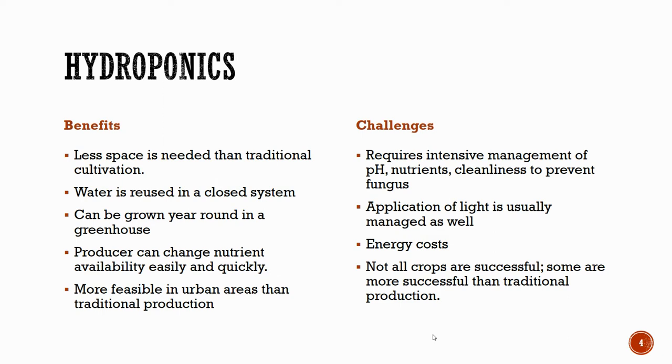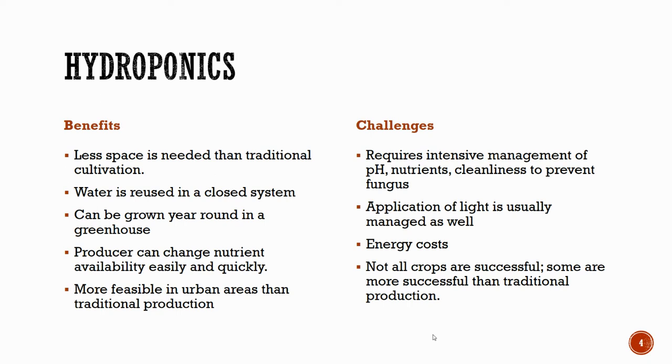Less space is needed than in traditional cultivation. We can grow indoors if we need to, and we usually use less water because it's a closed system. Hydroponics can be grown year round in a greenhouse, and the producer can quite easily change the nutrient availability easily and quickly to those plants. Hydroponics is a little bit more feasible in urban areas than traditional production, primarily because it can be grown inside buildings if needed or in small spaces.